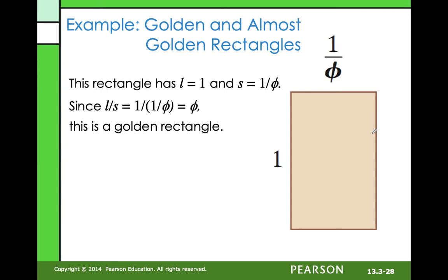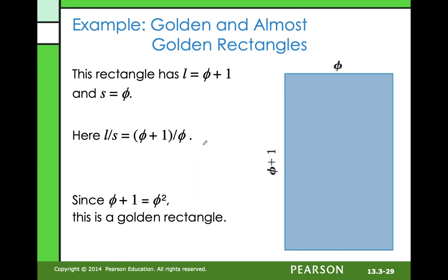This rectangle on the right has a length of 1 and a shorter length of 1 over √5. And since L over S would be equal to 1 over (1 over √5), then what you can do is take the reciprocal of the denominator, so √5 over 1, which is just √5. In other words, this would be an example of a golden rectangle.